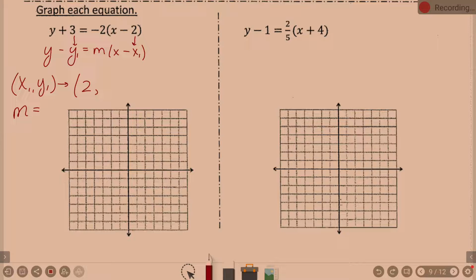Now, folks, use the opposite signs of the numbers. It says y plus 3. That's really the idea of saying y minus negative 3, which is why I have to use negative 3. Over here, it was x minus 2, so we just use the 2 there. So the ordered pair we're going to be using is 2, negative 3.